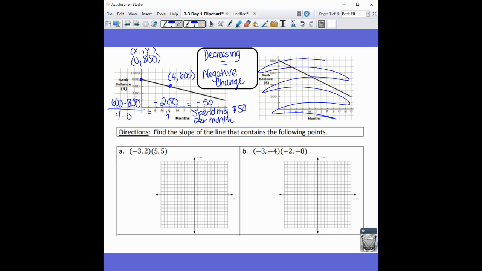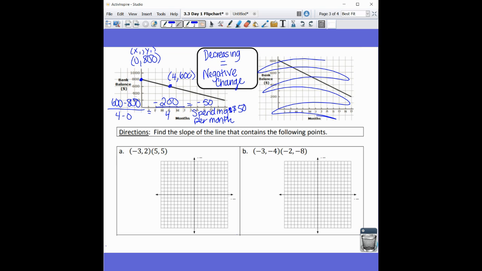Okay? Also clarify, I don't have to phrase this as saying spending negative $50 because spending is a negative word. So spending a negative amount would technically mean that you're gaining money. So I don't need to put that negative sign in there if I'm using the verbiage of spending or losing or things like that. Good with all that.